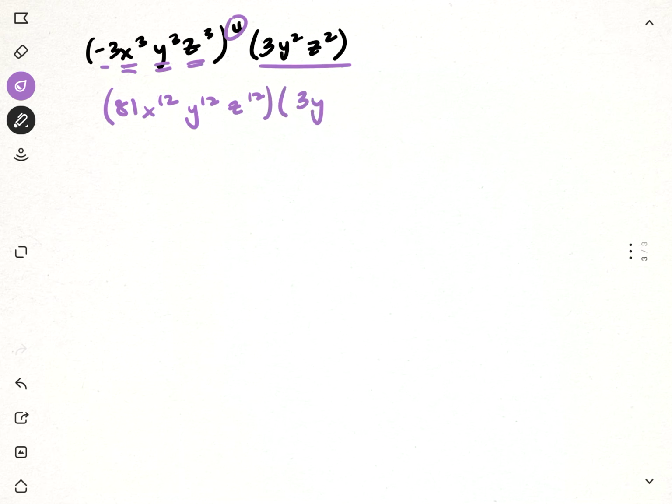Then we have this next part, 3y squared z squared. Now it's just multiplication between these two parentheses. So we're going to combine our 81 times our 3, which is 243. We got our x to the 12th. There's nothing on the right-hand side to combine it with.